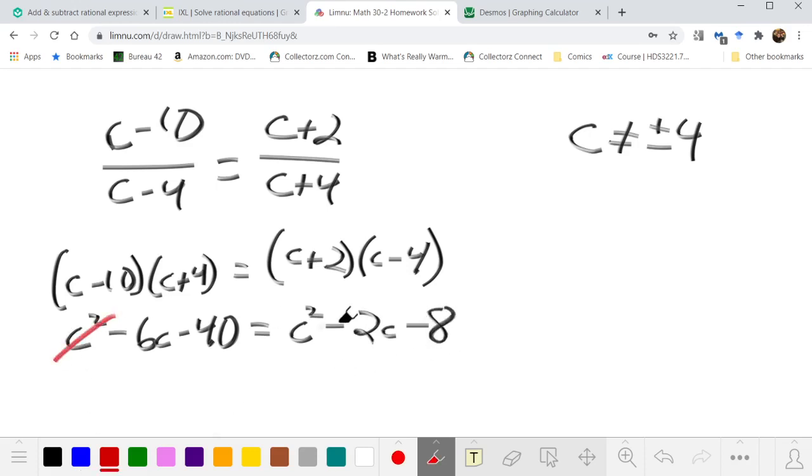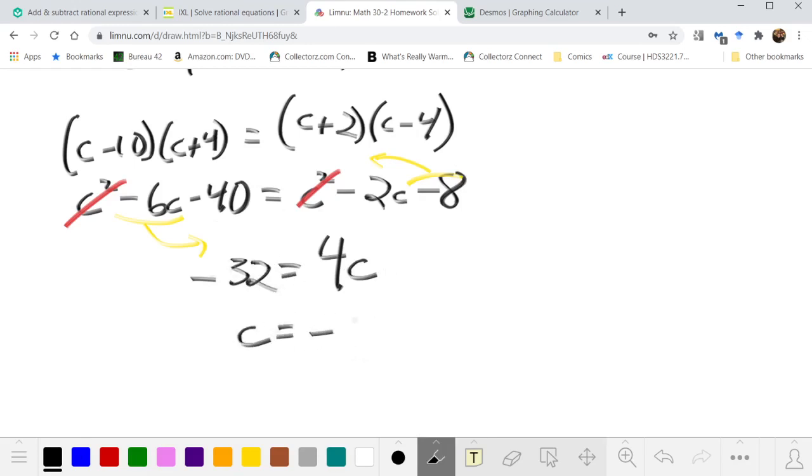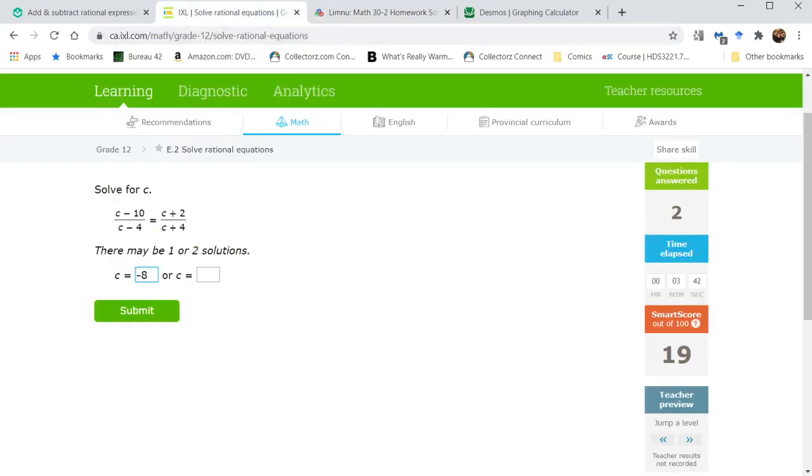Our C squared terms cancel. So I'm going to bring the negative 6C to the right and the negative 8 to the left. And in doing that, I will keep our coefficient of the constant positive. And we have 4C equals negative 32, or C equals negative 8. That's a single allowed value.